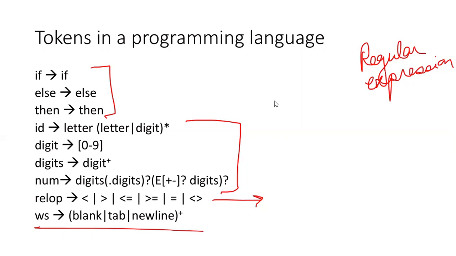So when you have multiple spaces in your input program, that doesn't have any meaning for the lexical analyzer, or when you have multiple empty new lines. Those don't have any significance, and those are not tokens. So you can classify them as white space. A white space can be represented using this particular regular expression: blank or tab or new line, one or more.